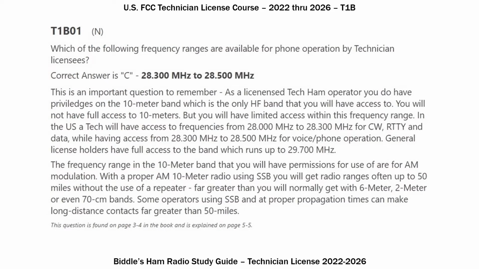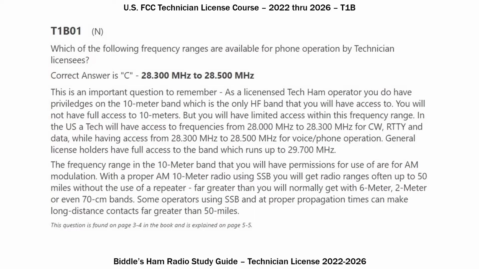As a licensed tech ham operator, you do have privileges on the 10 meter band, which is the only HF band that you will have access to. You will not have full access to the 10 meter band. You will have limited access within this frequency range. In the US, the tech will have access to frequencies from 28.0 megahertz to 28.3 megahertz for CW, RTTY data, and CW is also known as Morse code.